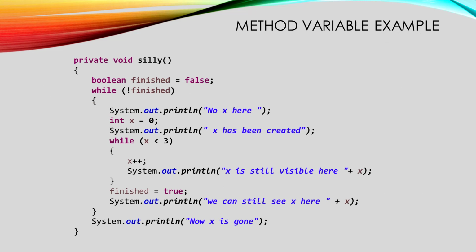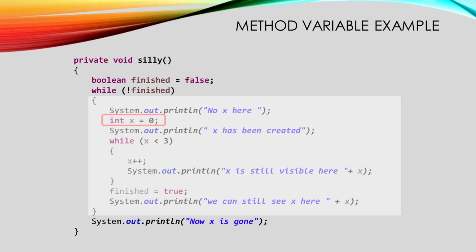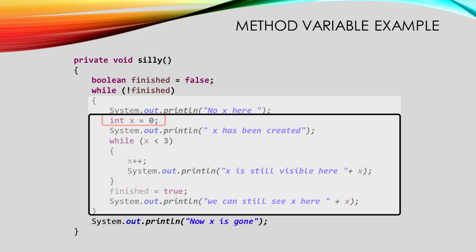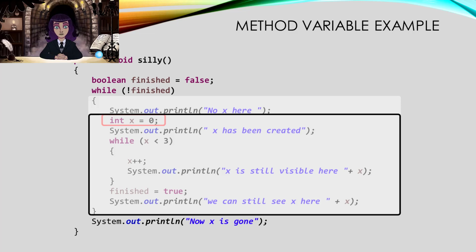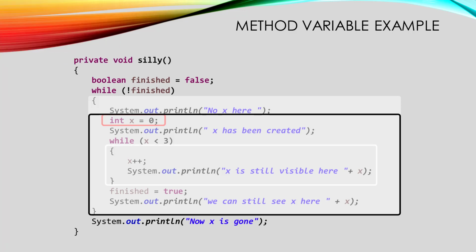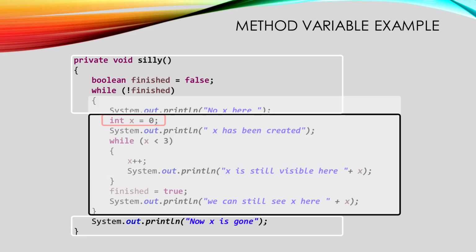I'm on it. Let's look at this method. It doesn't do anything useful. We're just using it to see the scope of the variable x. Here is its declaration, and this is the smallest block that contains that declaration. That means the scope is here. The scope is from its declaration to the end of the smallest block containing that declaration. Notice that there can be blocks inside the block containing the declaration, and x is still visible in those blocks. However, the code before its declaration, or after the block containing that declaration, can't see x at all.